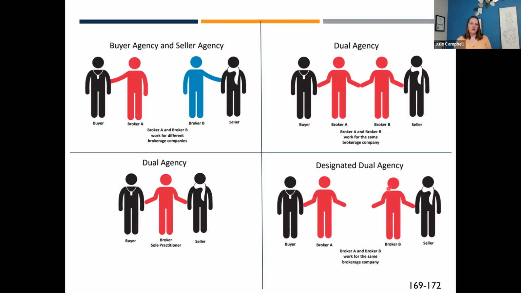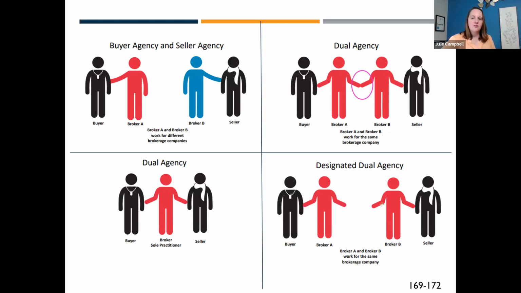So buyer agency and seller agency, you've got broker A with the red firm, you've got broker B with the blue firm. Two different firms, one's holding the buyer's hand, one's holding the seller's hand. In dual agency, both brokers are with the red firm. Everybody see that? One firm in dual agency. Dual agency can be two agents. Dual agency can be one agent working with both the buyer and the seller. Check this out though. In dual agency with two agents, they are standing hand in hand because dual agency is about the firm.